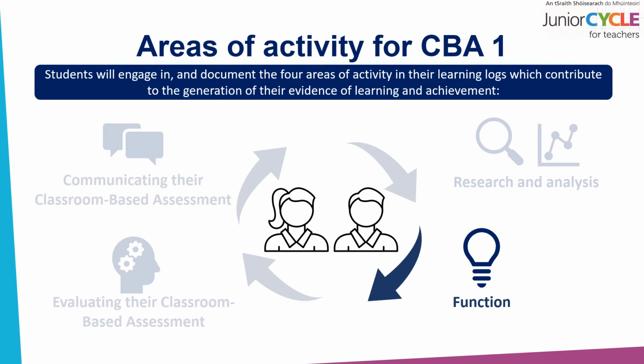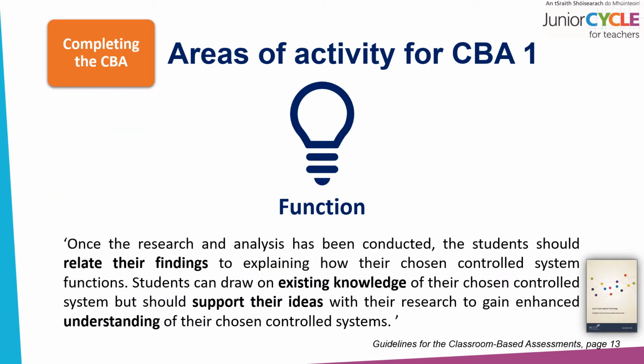The second area of activity for CBA 1 focuses on the function of their control system. Once the research and analysis has been conducted, students will try to make meaning of this data, relating their findings to explain how their chosen control system functions or operates. Students are encouraged to consider their existing knowledge of their control system, combine it with the knowledge gained through research to gain a better understanding of their chosen control system.